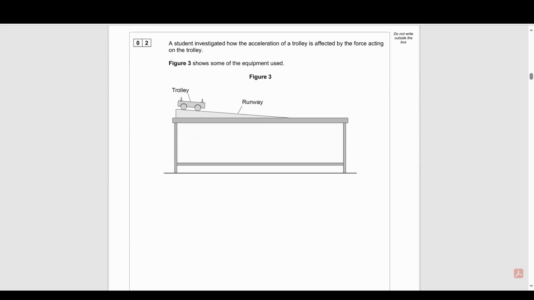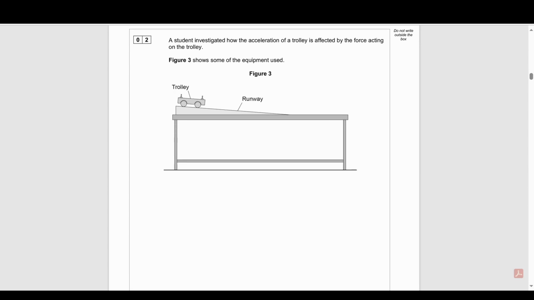Question 2. A student investigated how the acceleration of a trolley is affected by the force acting on the trolley. Figure 3 shows some of the equipment used. So we have a trolley and a runway. Reading this first sentence again, how the acceleration of a trolley is affected by the force acting on the trolley, this is going to give us an indication of what we might be measuring and what we might be changing.